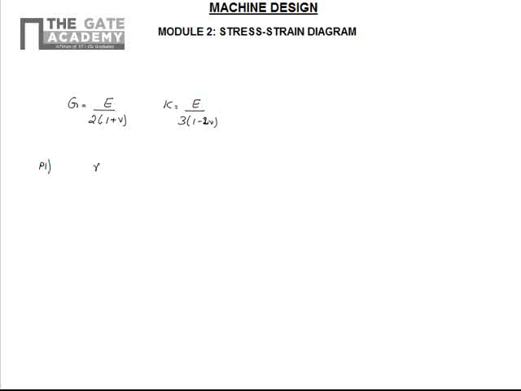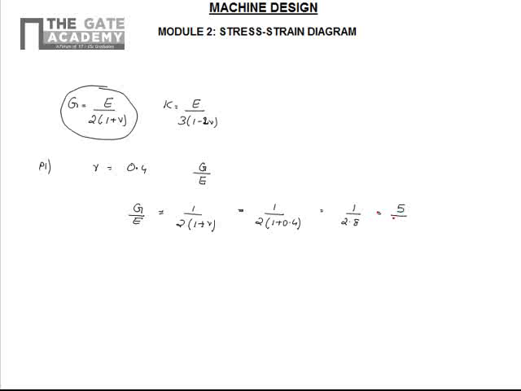Suppose Poisson's ratio of a material is given as 0.4. What is the ratio of shear modulus of elasticity to the Young's modulus of elasticity? What will be the ratio? From this equation here we can find out that G by E can be given as 1 by 2 into 1 plus nu. That will be here 1 by 2 into 1 plus 0.4, it will be 1 by 2.8. This is nothing but 5 by 14.